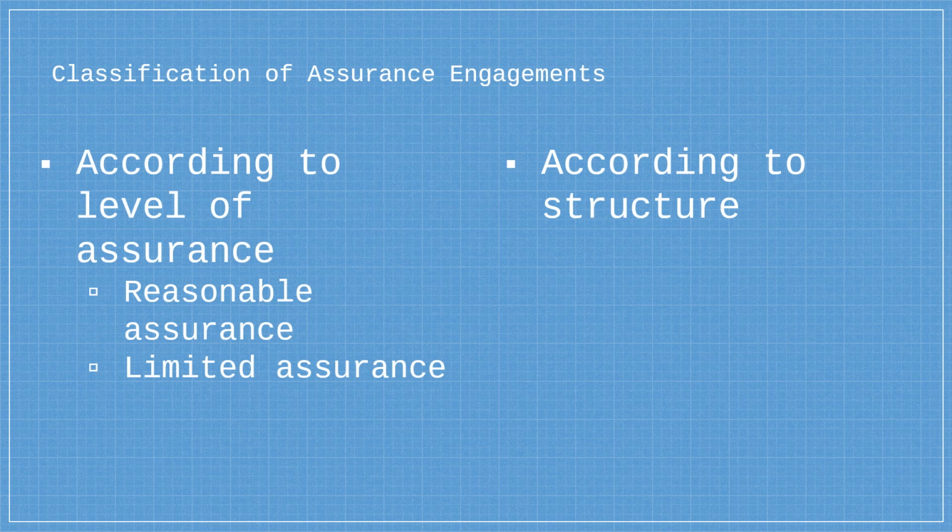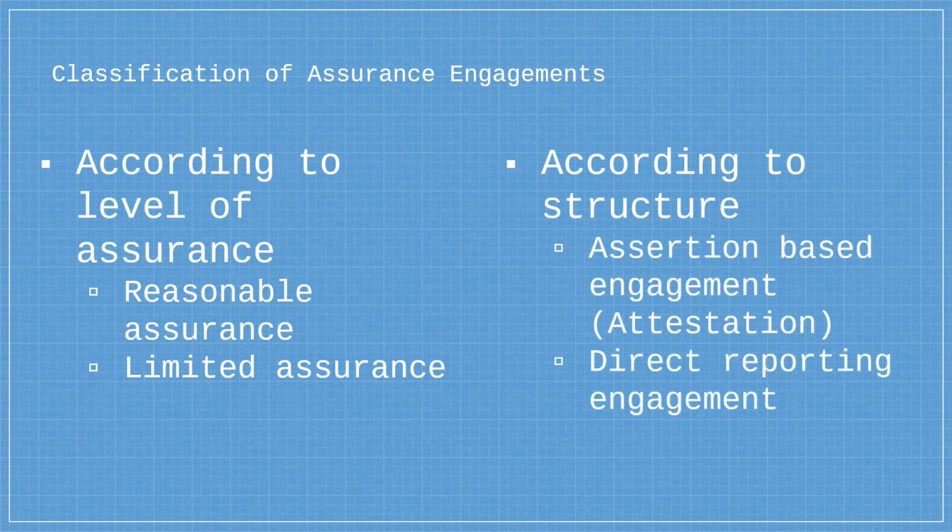For this particular segment, though, we are going to start by talking about the classification of assurance engagements according to its structure. And we once again have two classifications. The first one is what we call assertion based engagement, or we would also recognize this one by its nickname, attestation. And the other classification is that of a direct reporting engagement. And of course, you guessed it right, this is the time where we get to ask the question, so what's the difference between the two?